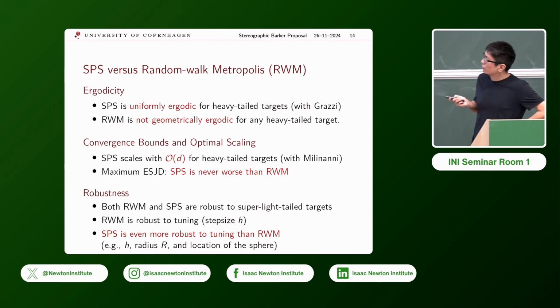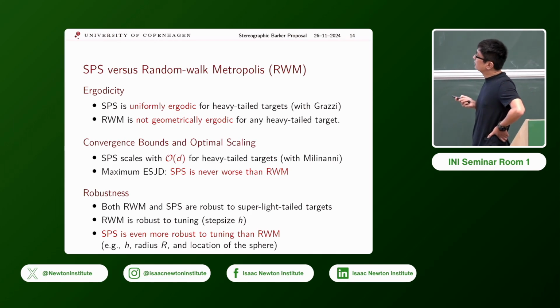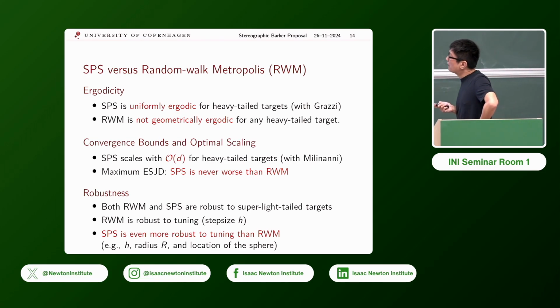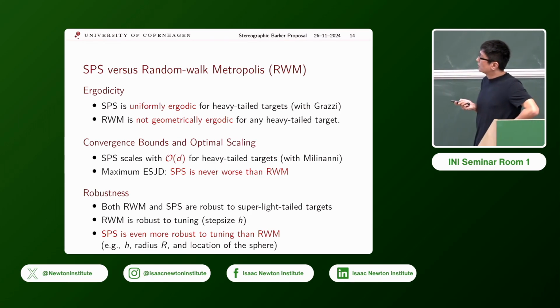And in the original paper, we also show this optimal scaling result. We can compare this SPS by the maximum expected squared jumping distance, and compare it with that distance for random walk Metropolis for the same family of distributions. We can see this jumping distance for SPS is always no smaller than the maximized jumping distance for random walk Metropolis. And then finally, I want to talk about robustness. Both random walk Metropolis and SPS are not gradient-based algorithms, so they are robust to super light tail targets. And we know the random walk Metropolis is very robust to tuning.